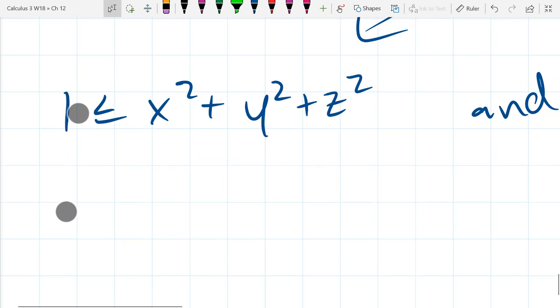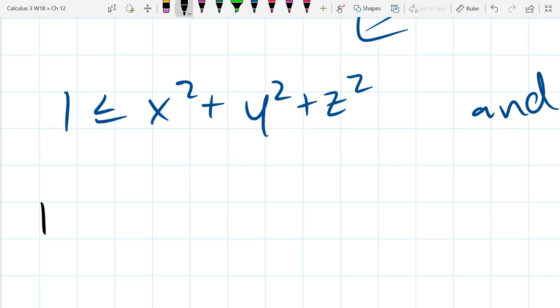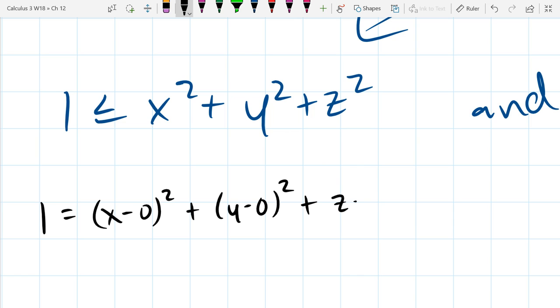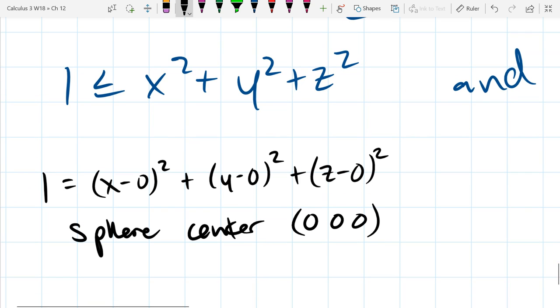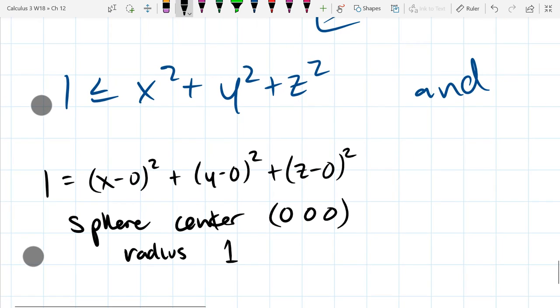So if I look at the equality, what is the center of the sphere? The origin. Origin, 0, 0, 0. What is the radius? 1, or square root of 1. But so we have centered at 0, radius 1. Now, that's if we're equal.